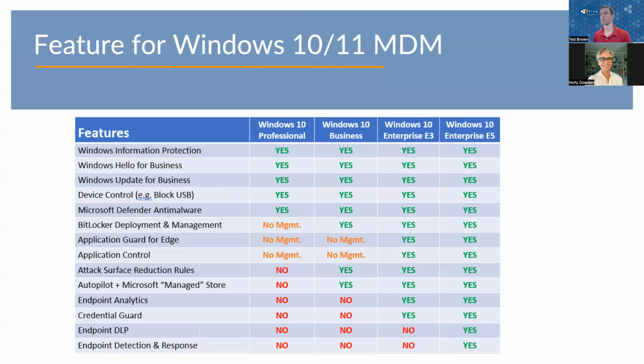You can control how USBs are handled, whether you're going to block them or not. Make sure you can update for Windows updates. And again, maybe lay down Microsoft Defender for anti-malware, for antivirus.